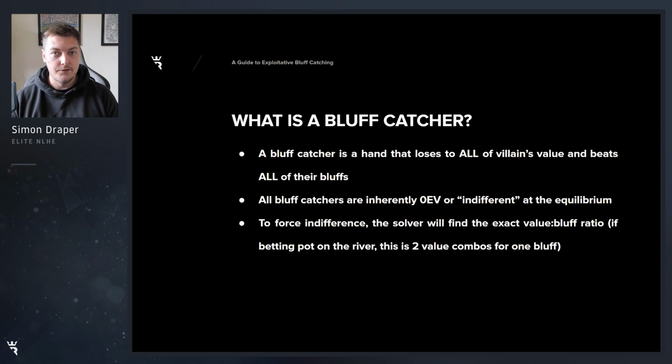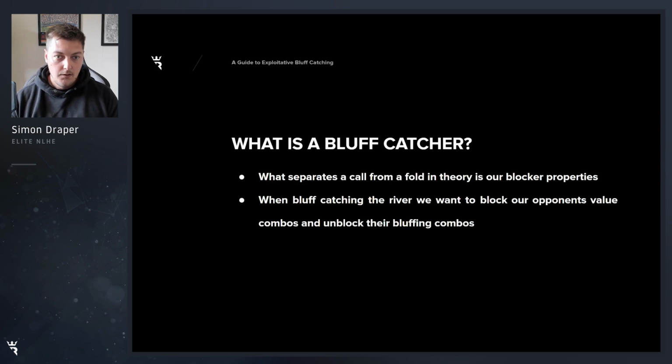And to force indifference, the solver will find the exact value to bluff ratio. Okay, so if you're facing a pot size bet on the river, due to the maths of the spot, you are going to be facing a range that should have 2 value combos for 1 bluff combo. Okay, and that is then going to make you zero EV with your bluff catchers on the river. Now, in theory, what separates a call from a fold is going to be our blocker properties. Okay, so when bluff catching the river, we want to block our opponent's value combos and unblock their bluffing combos.